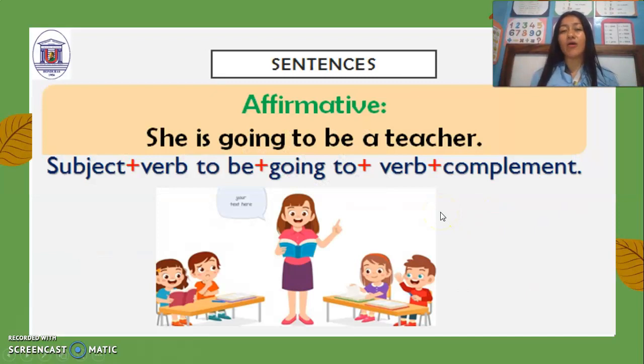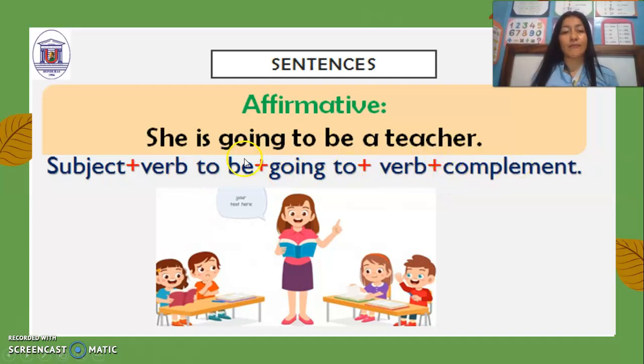Let's learn about sentences. You are going to learn about affirmative, negative, and interrogative sentences. Right now, you are going to learn how to create affirmative sentences. Here we have the structure. If you want to write affirmative sentences with going to, the first thing you need to write is the subject. Then the verb to be, plus going to, plus verb, and plus the complement.